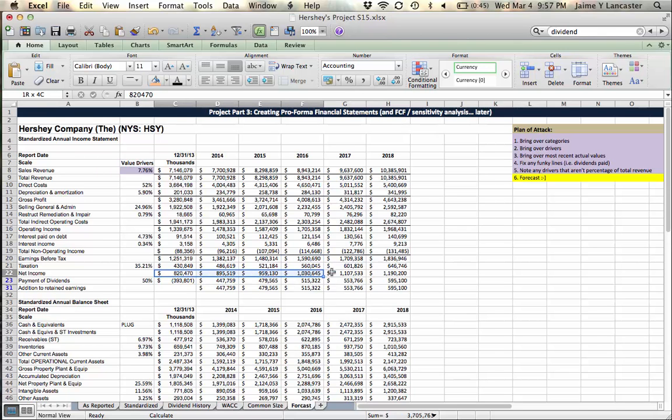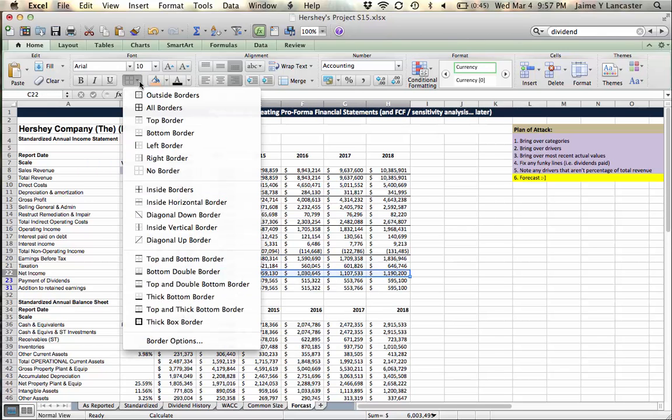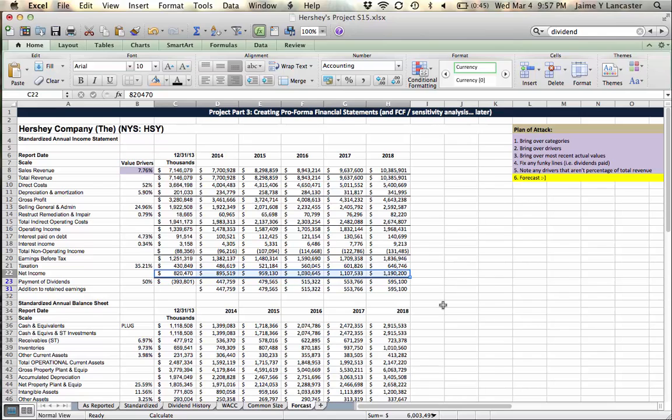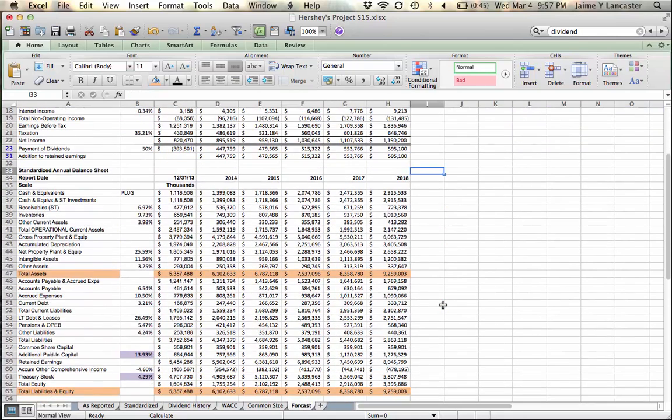And then for net income, I'm going to do the top and double bottom border, or top and thick bottom border, I don't care what, just some way to make it obvious. Then I'm going to come down here and I'm going to give myself a line at cash and equivalents and short-term investments, at total operational current assets. I'll give myself one at net plant, property, and equipment. I'm going to give myself one at, what do we have? Total current liabilities. I'm going to give myself one. That's actually going to be it. Nope, other total liabilities.